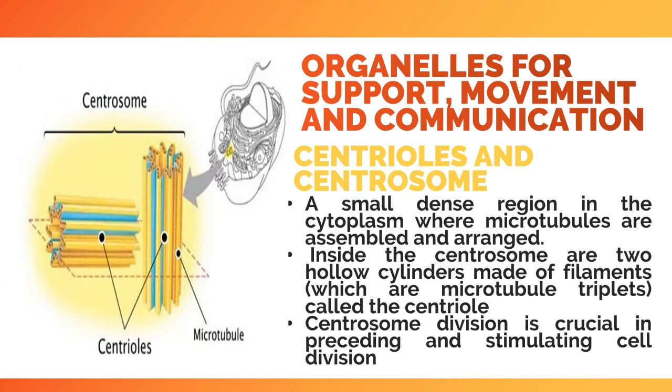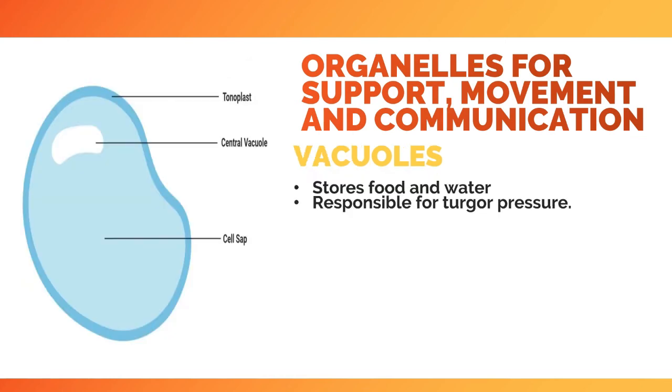Next one is we have the centrioles and centrosome. It is a small dense region in the cytoplasm where microtubules are assembled and arranged. Inside the centrosome are two hollow cylinders made of filaments, which are microtubule triplets, which is called the centriole. Centrosome division is crucial in preceding and stimulating the cell division. Next one is we have what we call vacuoles. Vacuoles function for the storage of food and water and are responsible for the turgor pressure.